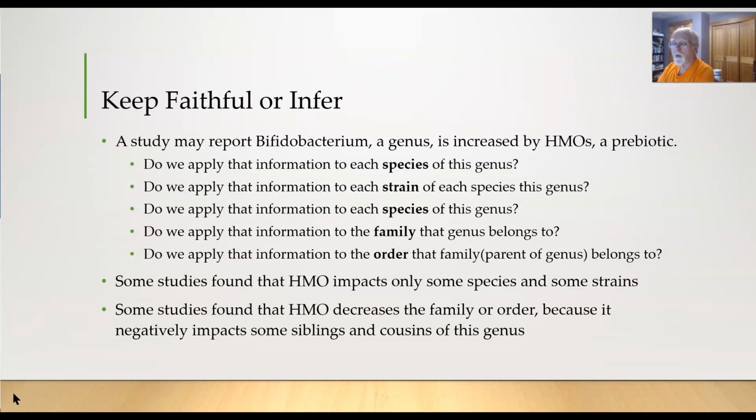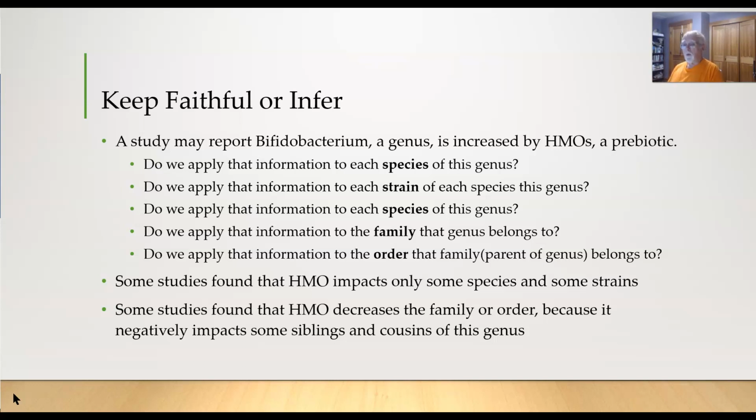I mentioned earlier the issue of the bacteria hierarchy. A study may report Bifidobacterium, a genus, is increased by HMO, a prebiotic. Do we apply this information to each species in the genus? After all, logically it seems, well, if Bifidobacteria goes up, then surely all the species in it should go up. In fact, shouldn't all the strains of each of these species also go up?